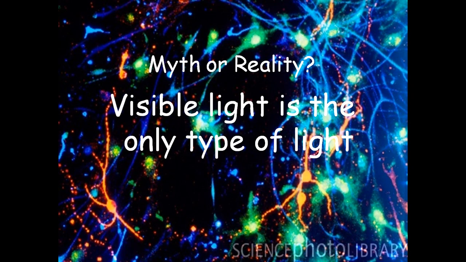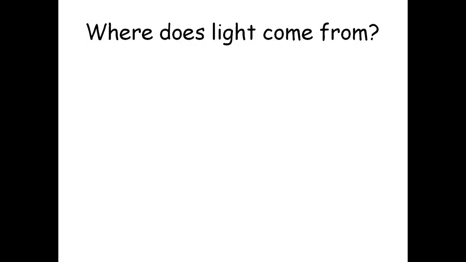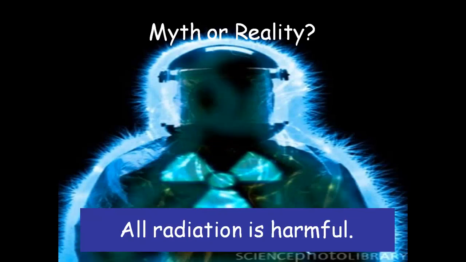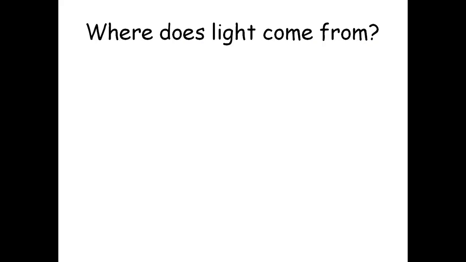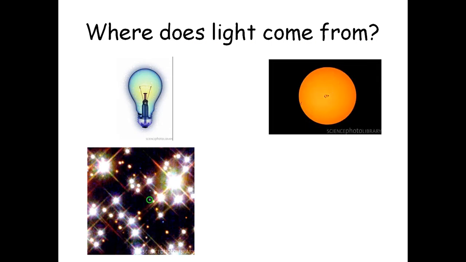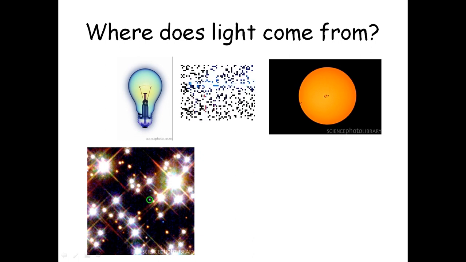Visible light is the only type of light. Is it myth or reality? All radiation is harmful. Is it myth or reality? Where does light come from? In daytime, light comes from sunlight, and at night we get light from the moon. Artificially, we get man-made electricity.